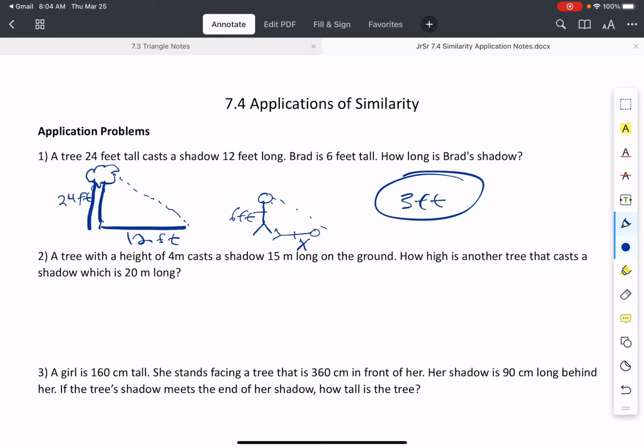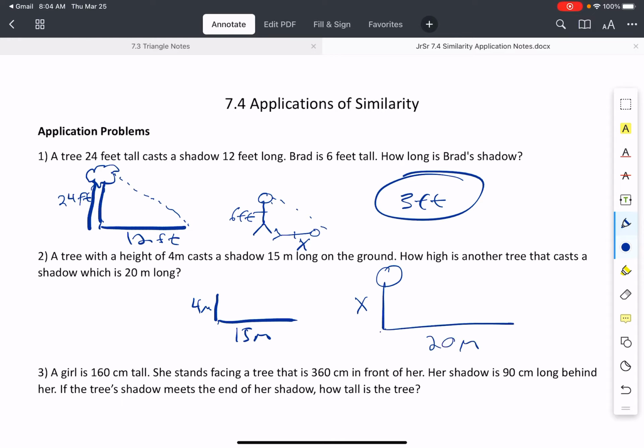Okay, so a tree has a height of 4 meters. Okay, here's my tree this time, and a shadow of 15 meters. I didn't want to do the Van Gogh type art I did on the first one, right? How high is another tree that casts a shadow which is 20 meters long? Now, this one may not be as easy to figure out as the other one, right? Because it's not like a nice whole number.